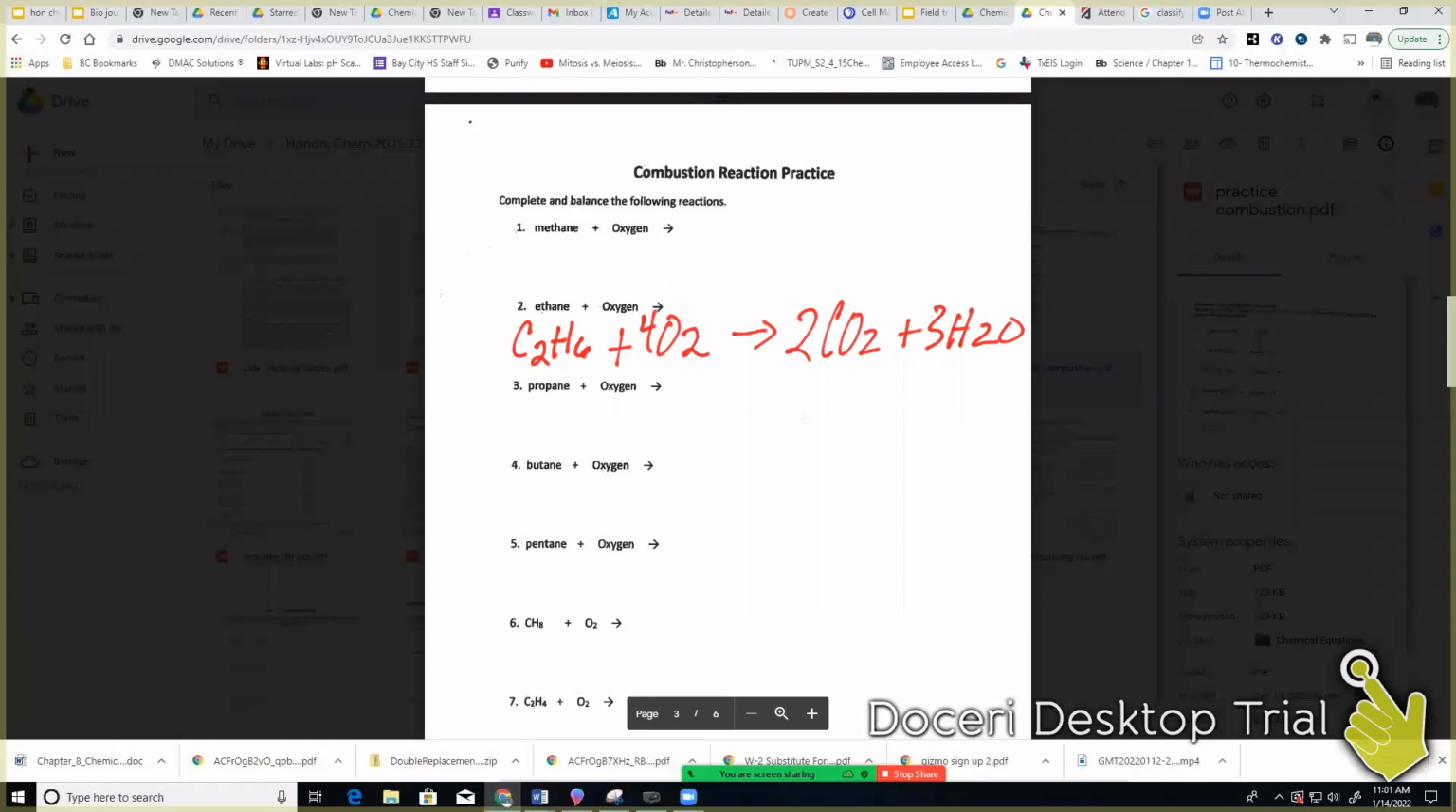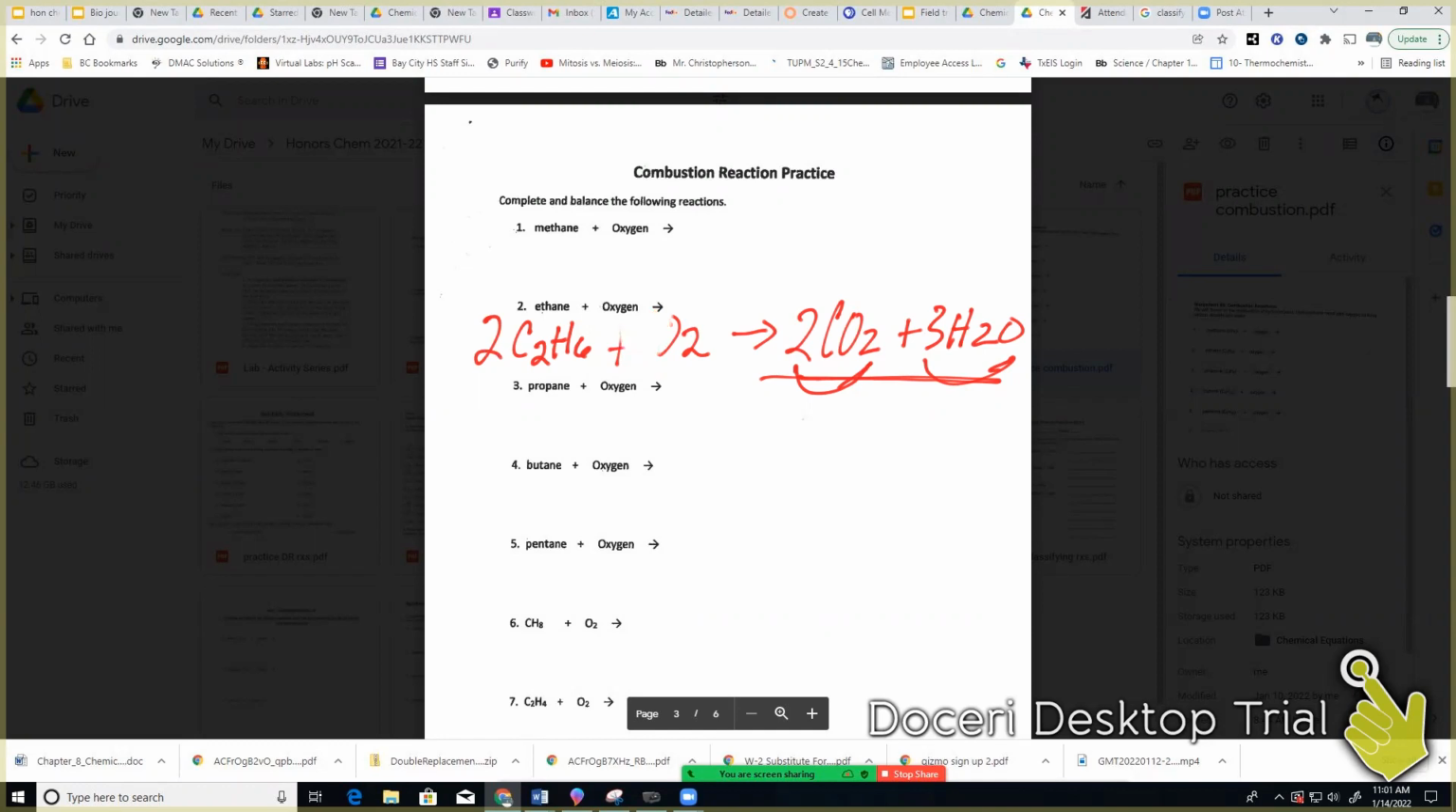So I want you to look over here and tell me how many oxygen you have. 7. Got 7 oxygen. 2 times 2 is 4. 3 times 1 is 3 for a total of 7. So this is where you would have gotten, and then you couldn't have got any farther because you had an odd oxygen. So then you would have had to do that trick where you're going to multiply your coefficients by 2. So 2 times 1 is 2.